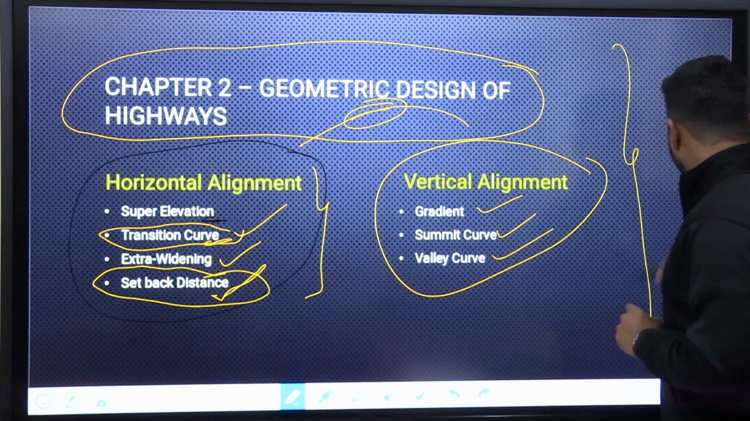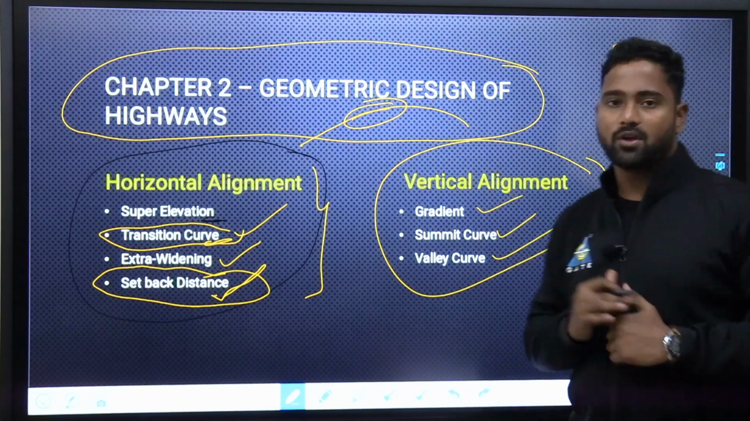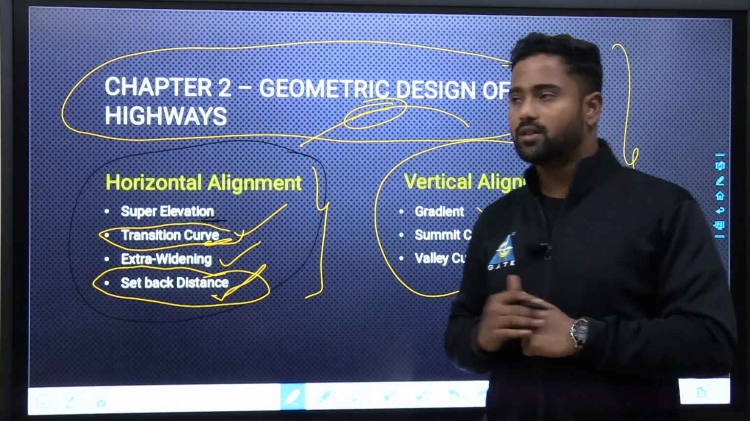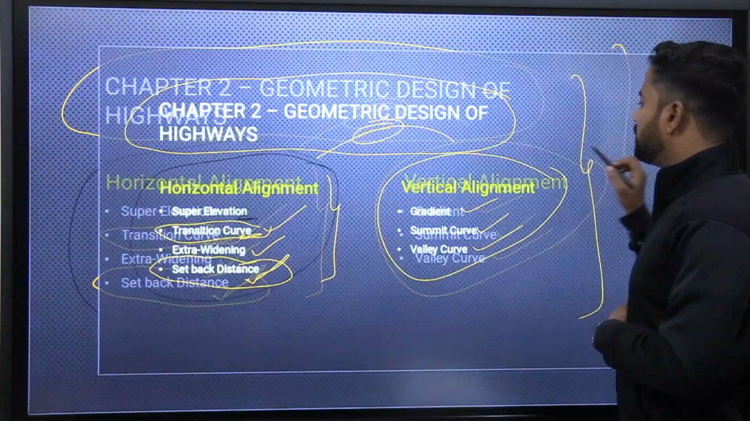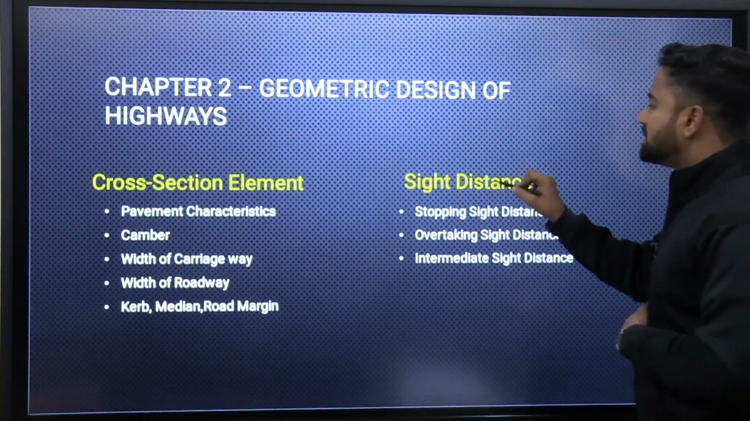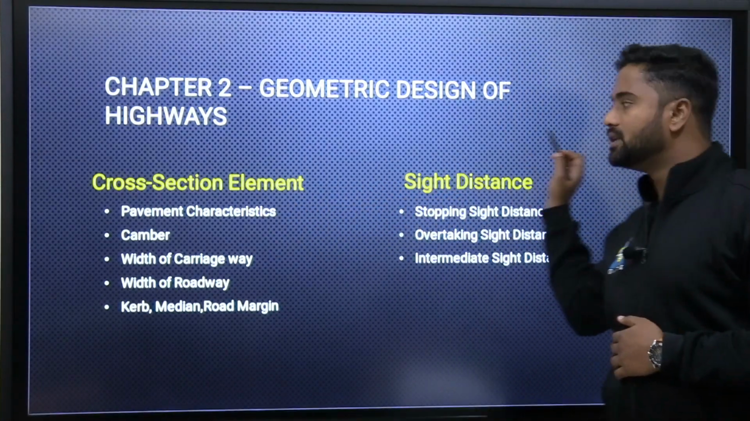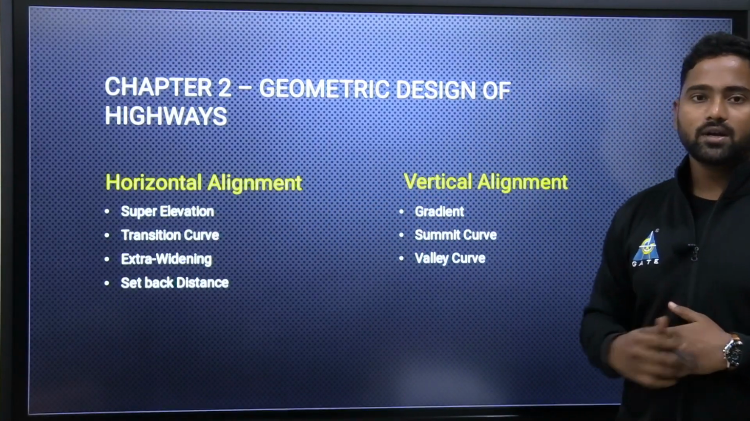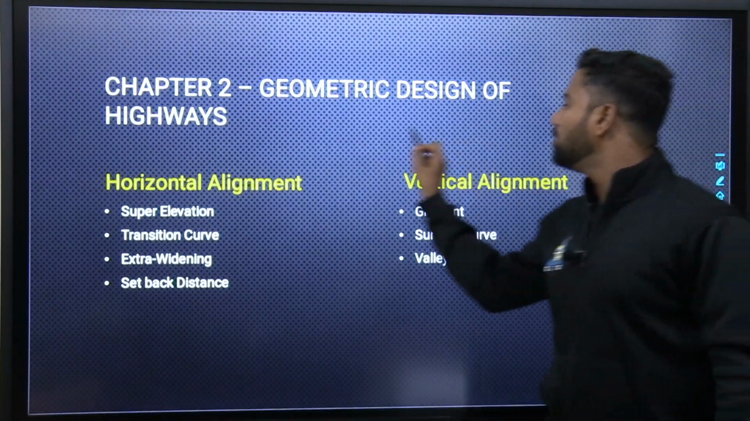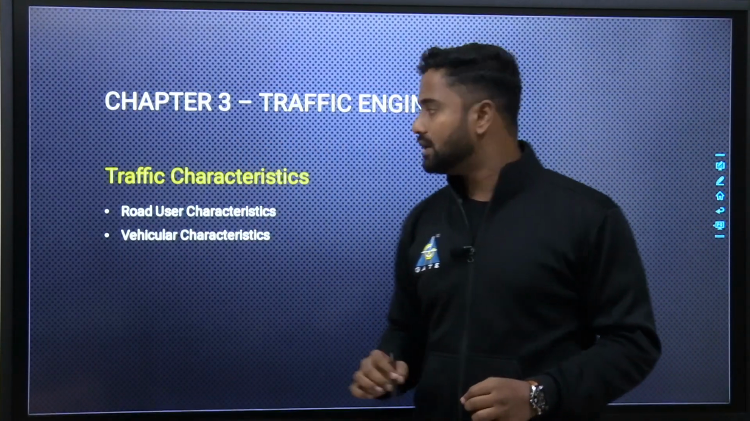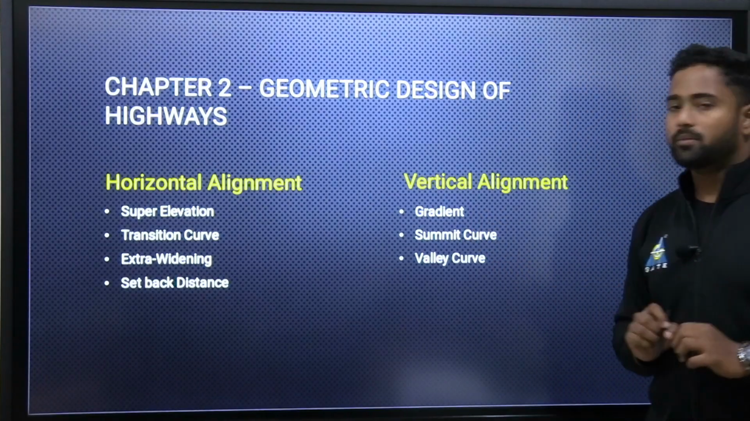First one is pavement characteristics, which we have seen in the previous slide, that is pavement characteristics or cross section elements, then sight distance, horizontal alignment, and vertical alignment. All those things we will be seeing in the geometric design of highways.